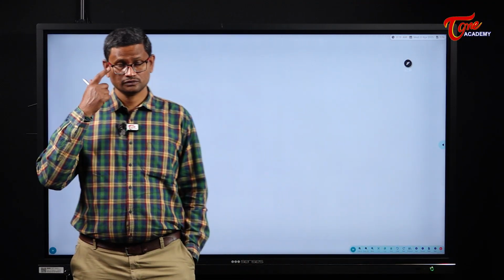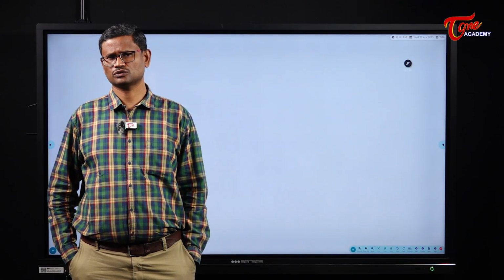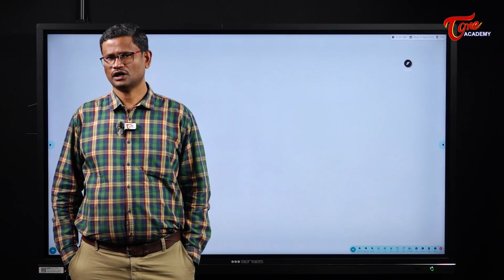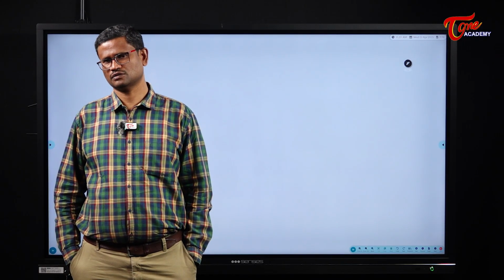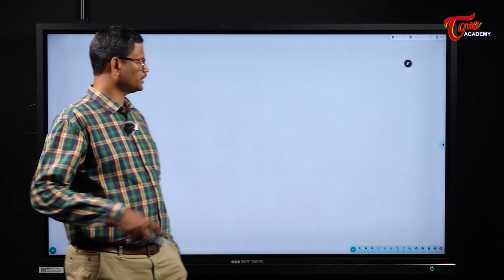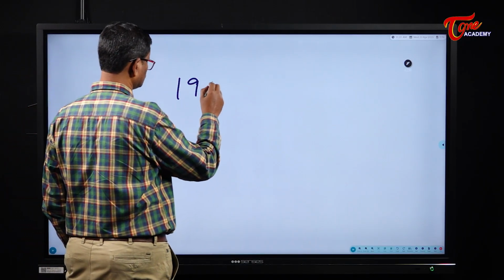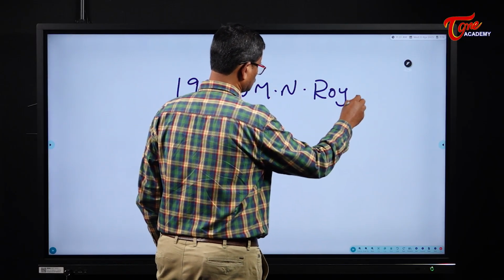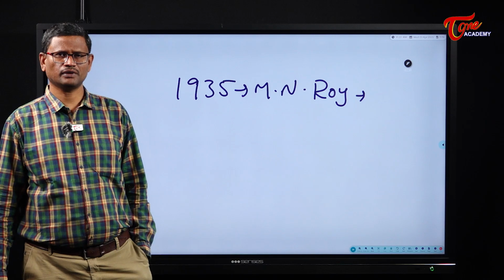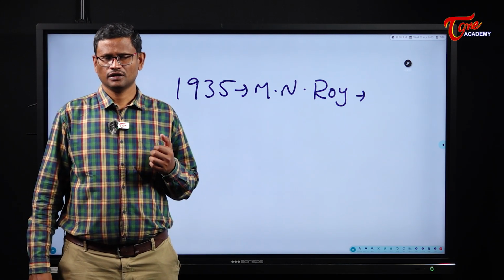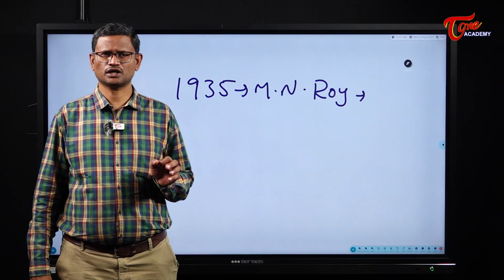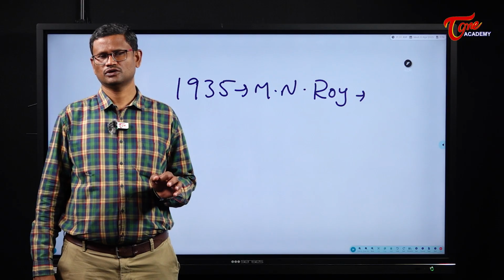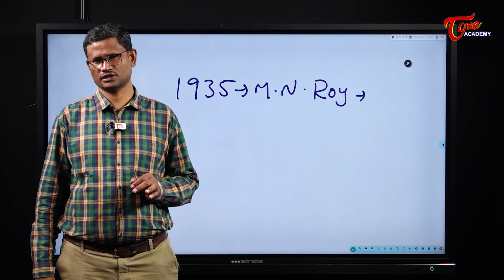When it comes to the making of the Indian Constitution through the Constituent Assembly, for the first time, the idea of a Constituent Assembly was given in 1935 by M.N. Roy. Later in the same year, the Indian National Congress demanded to constitute a Constituent Assembly to draft a constitution for independent India.